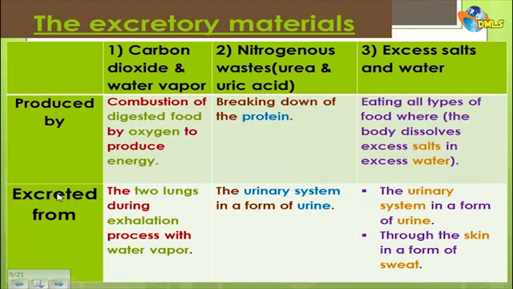Number two, nitrogenous wastes, urea or uric acid. They are produced by the breaking down of protein and excreted from the urinary system in the form of urine.